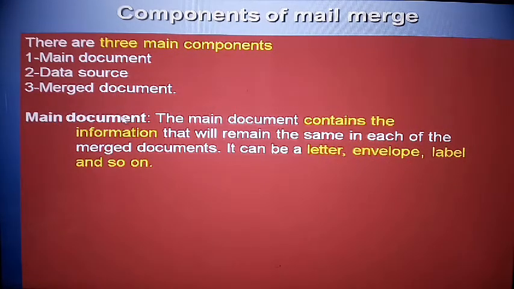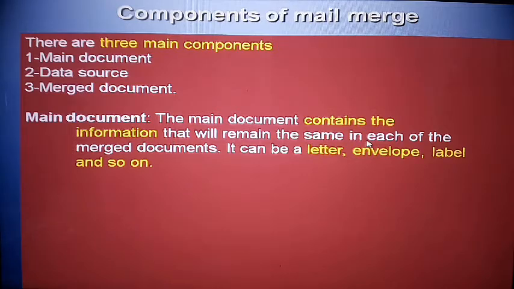So number one, main document. The main document contains the information that will remain the same in each of the merged documents. It can be like maybe the letter, maybe an envelope, label, and so on. Any type of data we can put inside. So this one is the content of the information.